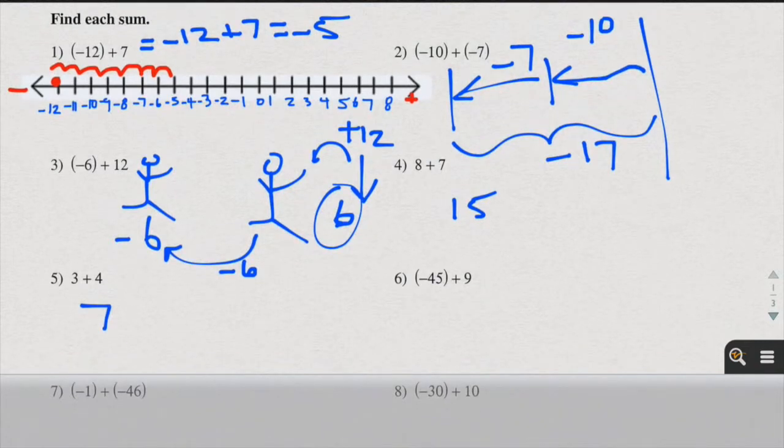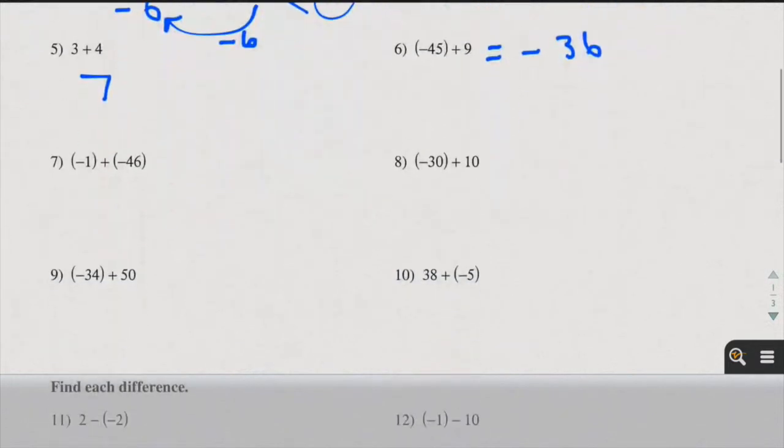You really have to be able to understand the concept of what's going on, and it's really hard to do it through a video. So try and imagine it or ask your tutor how to do that. But negative 45 plus 9. So think of starting on the number line, negative 45, and then moving in the positive direction 9 places. What you end up with is negative 36.